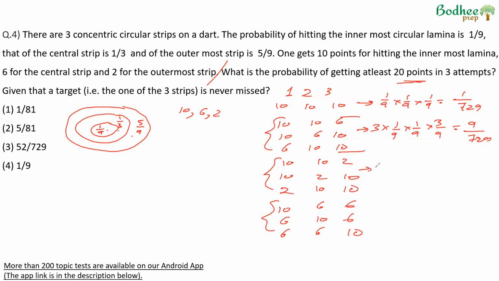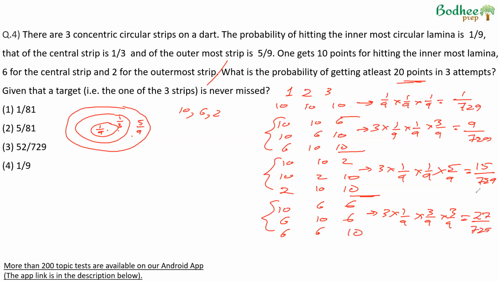For these 3, we will have 3 into: for 10 and 10, we need 1 by 9, 1 by 9; for 2, we need 5 by 9. So 15 upon 729. These 3 are done. For these 3, we have 3 into: for 10, we need 1 by 9; for 6 and 6, we need 3 by 9 and 3 by 9. This becomes 27 by 729. Either of these will happen.